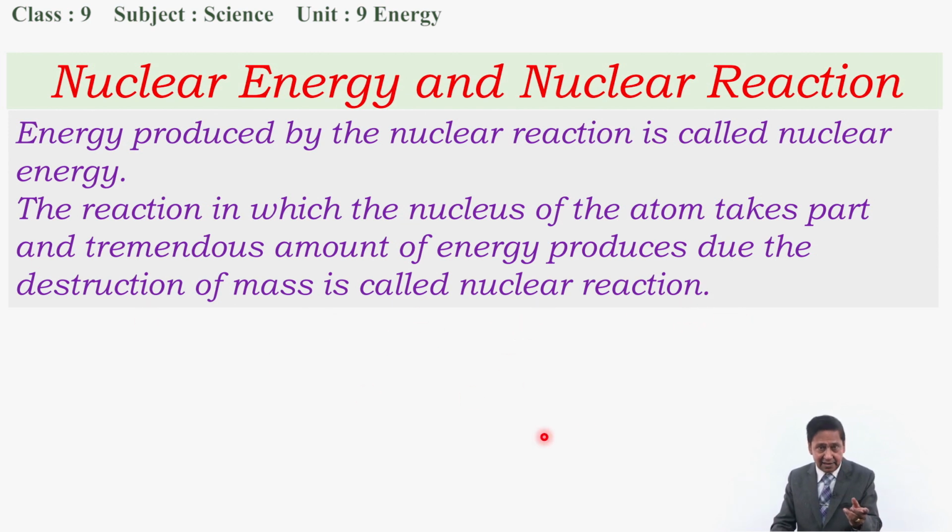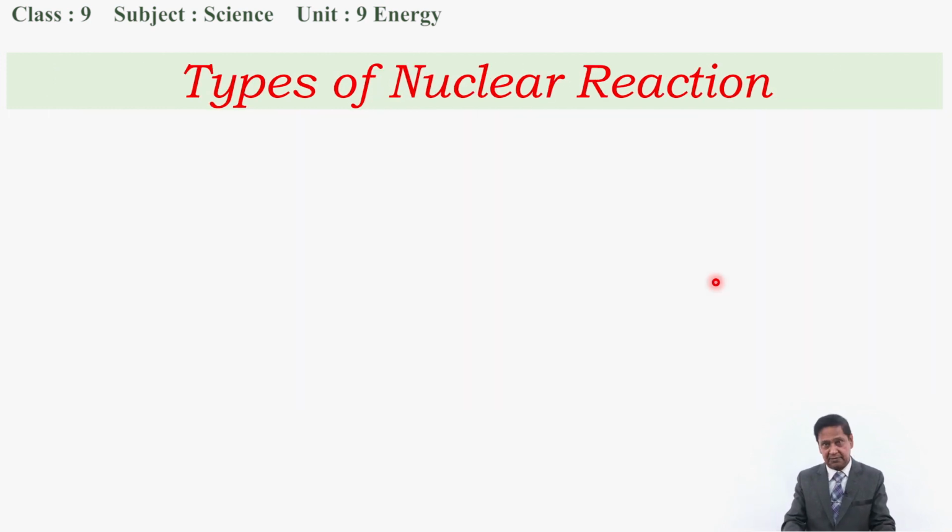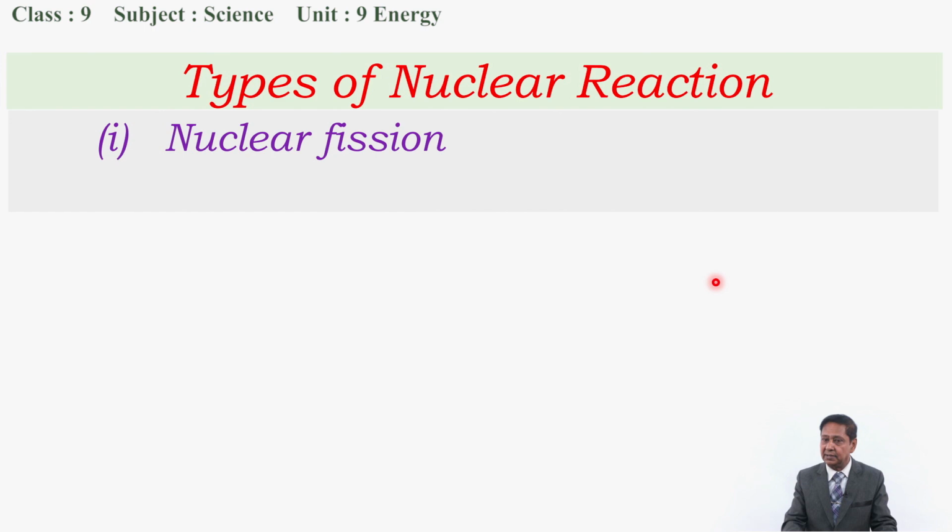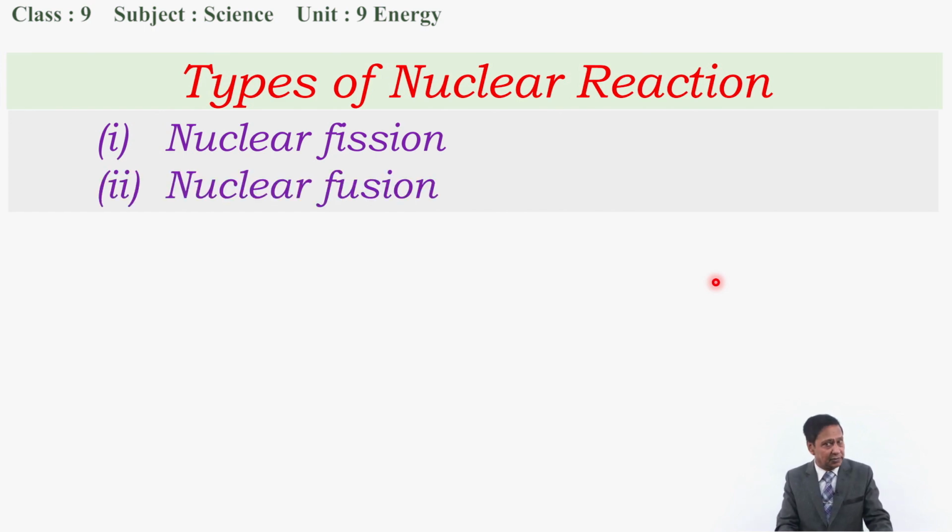These are the characteristics of a nuclear reaction. The nucleus takes part and a part of the mass is destroyed in this reaction, and this destroyed mass converts to a tremendous amount of energy. Now this nuclear reaction is of two types. One is called nuclear fission, another is called nuclear fusion.